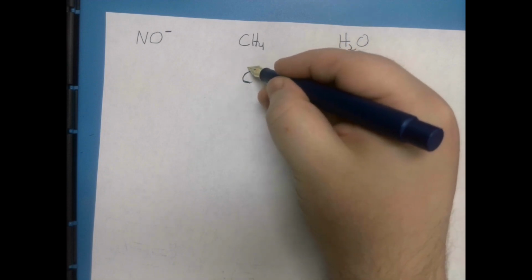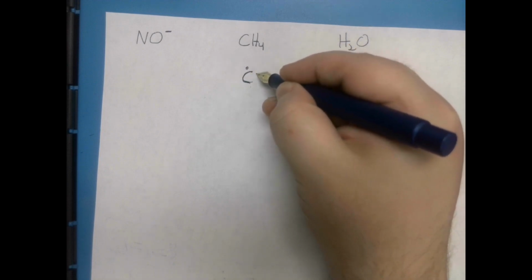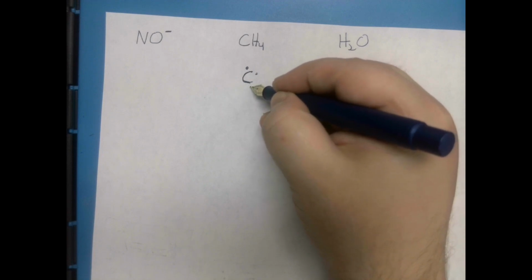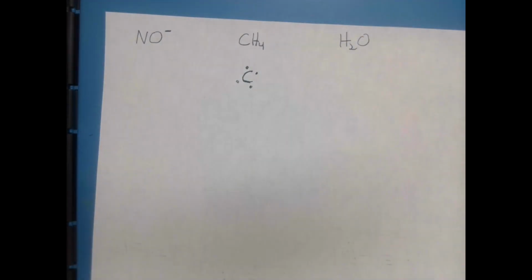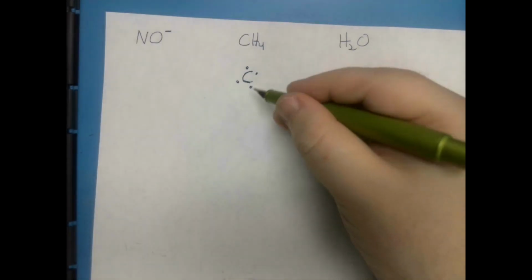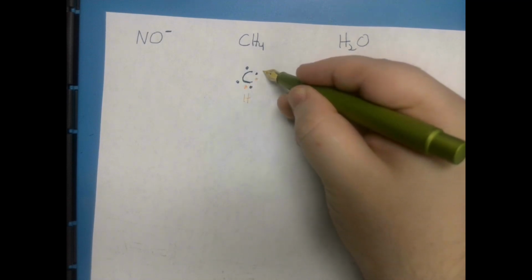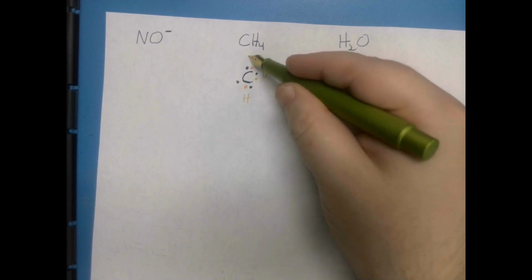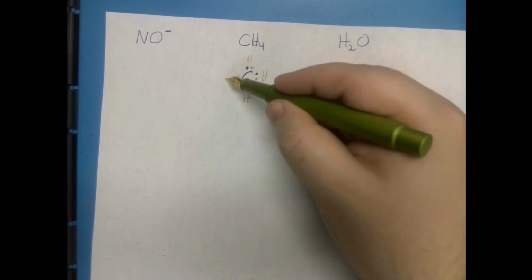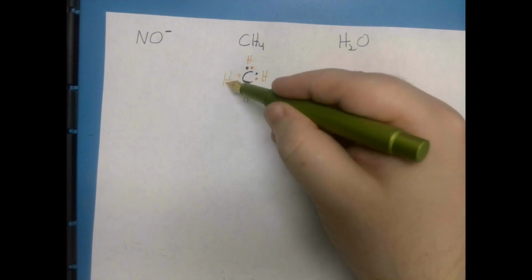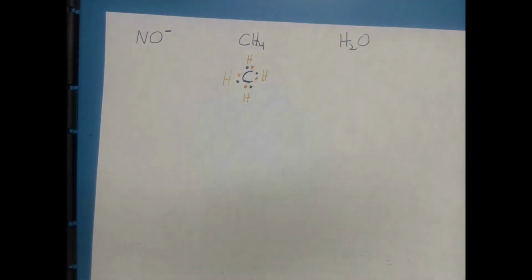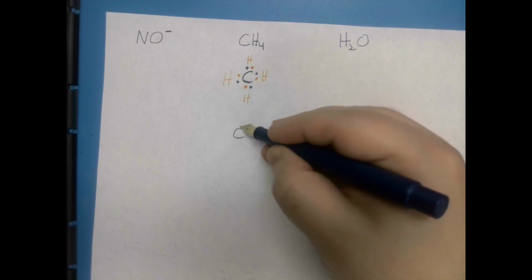So carbon has 4. So it needs 4, but luckily we have 4 hydrogens. So hydrogens can come fill these gaps. And hydrogen only needs 2 electrons. So 1, 2 for the hydrogen, while the carbon in the middle has 8. So this structure looks like this.